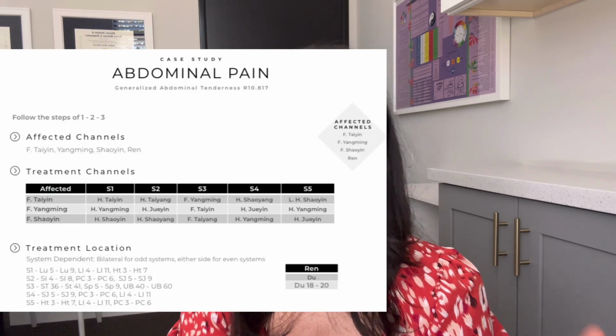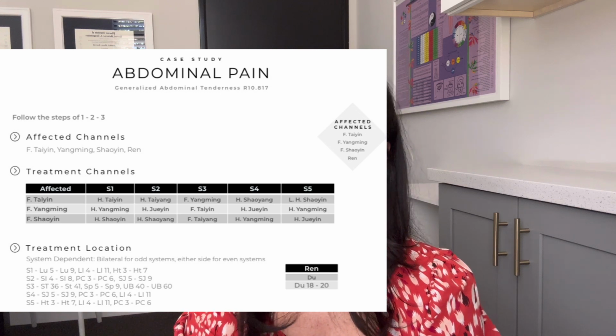Again, what we would do is we'd look at our affected channels and then we'd list out systems 1 through 5. We see if there's anything in combo or in common with any of that. And then whatever is in common, we could be focusing on treating that. So Jue Yin would be one of the ways that they both have in common. And so you could potentially just be using Jue Yin and working on that. So Jue Yin is on system number 4 for the Yang Ming, and then we have Jue Yin for system number 5 on the foot Shaoyin. So those two in common.